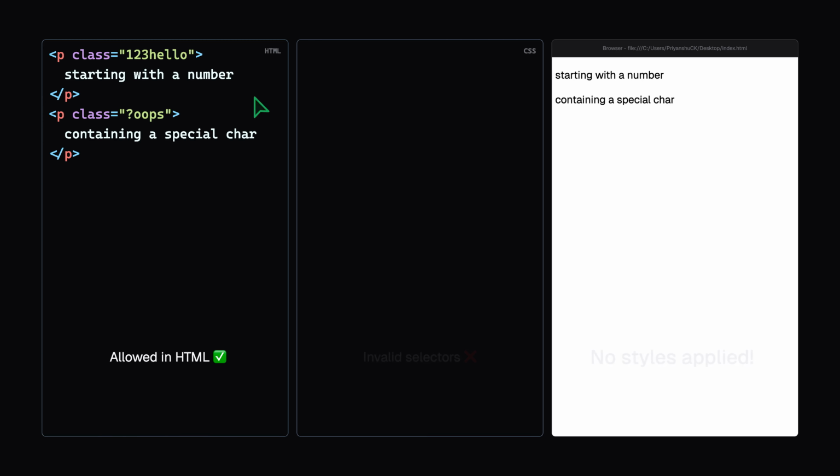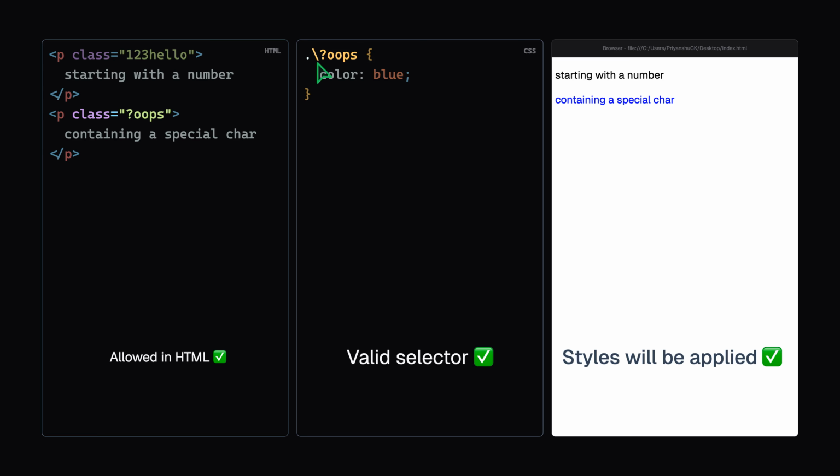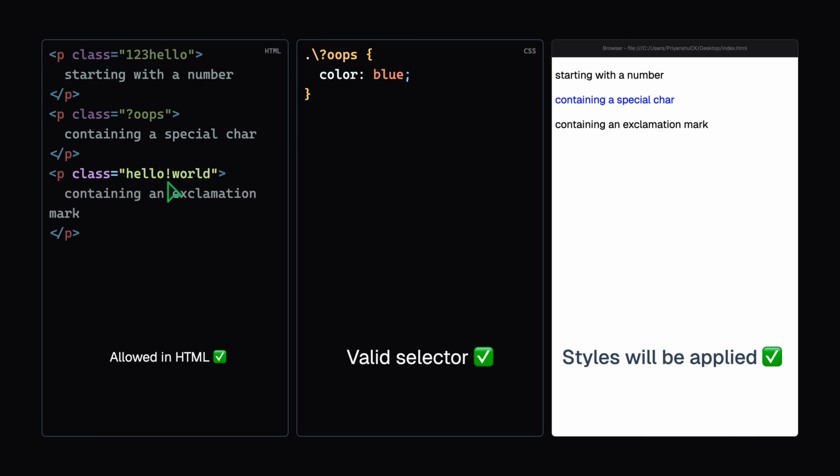But if you absolutely need to use numbers at the start or special characters, you can escape them with a backslash. The backslash before the question mark tells CSS to treat it as a normal character. For example, a class like this would need to be escaped like this in CSS.